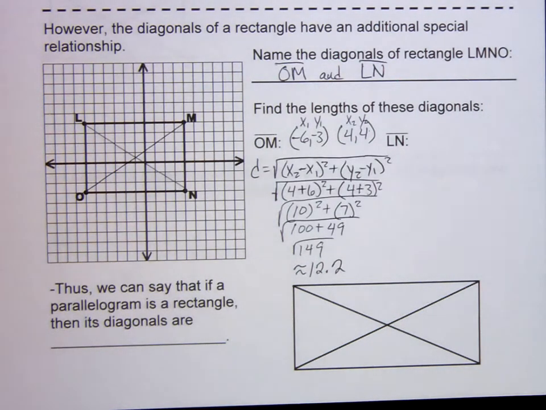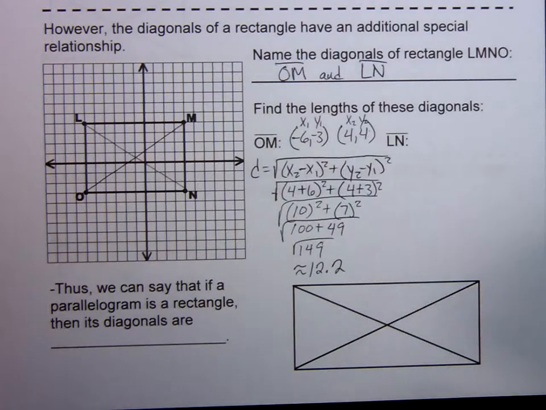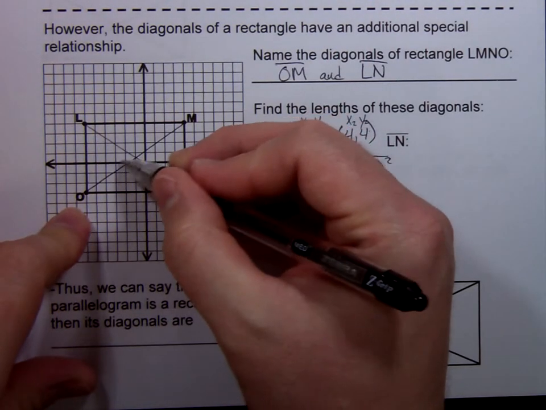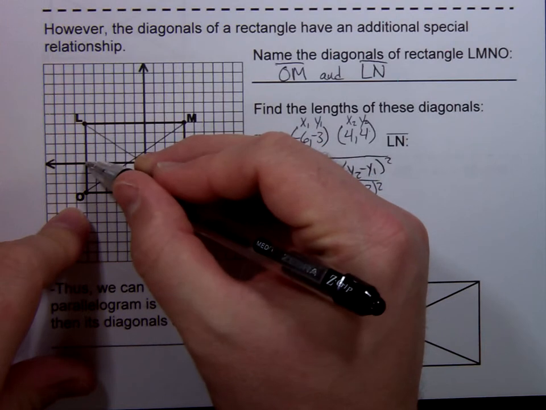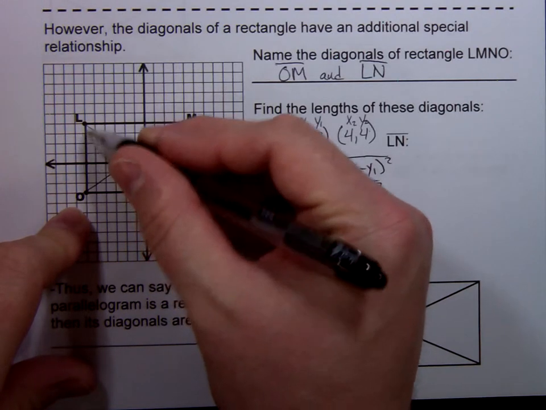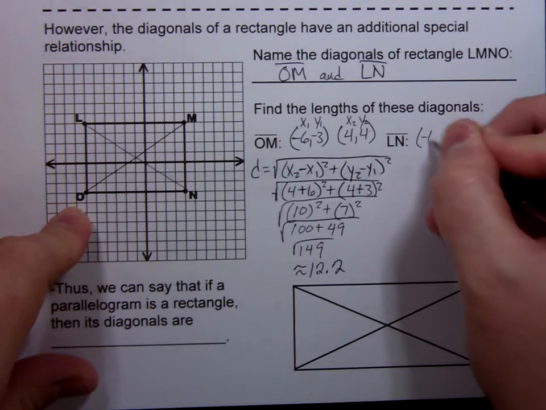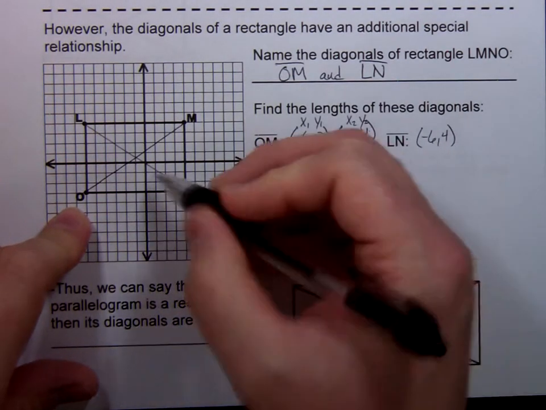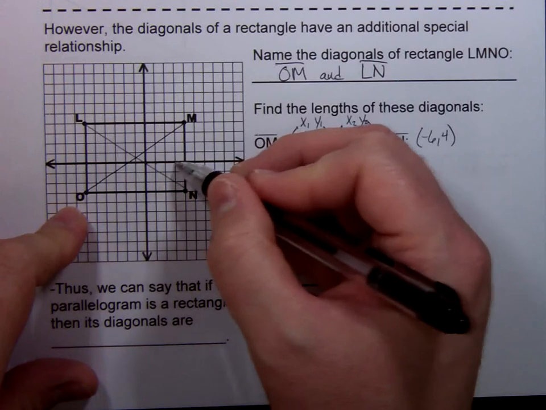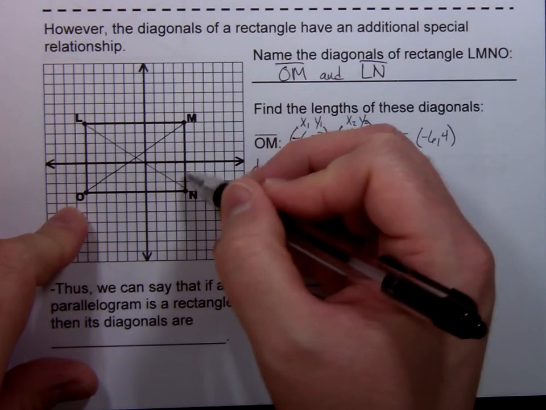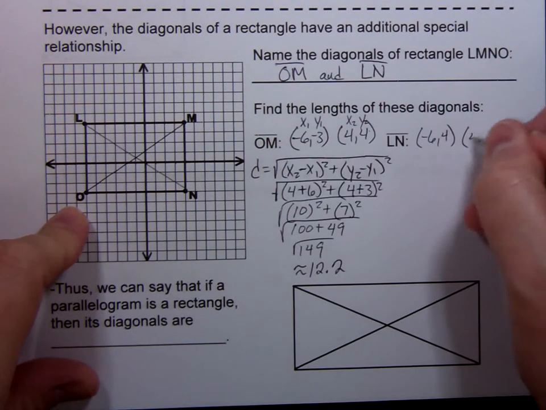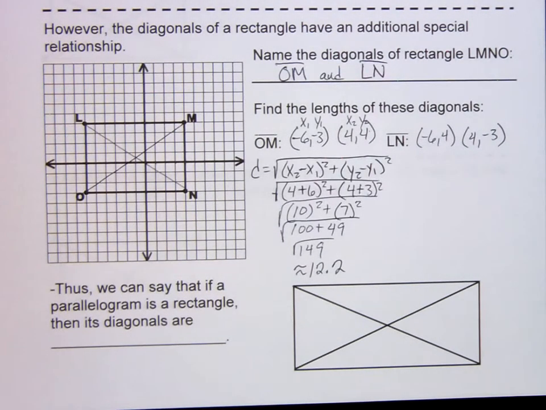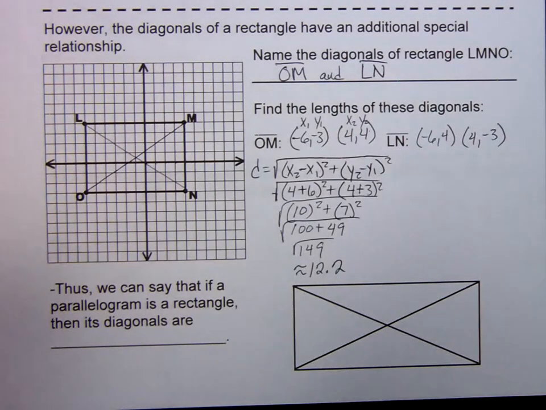Let's find the length of line segment LN. So first we got to get the coordinates. L is at the point -6, +4. N is at the coordinates 4, -3. So there's the coordinates for line segment LN, for the endpoints, L and N.